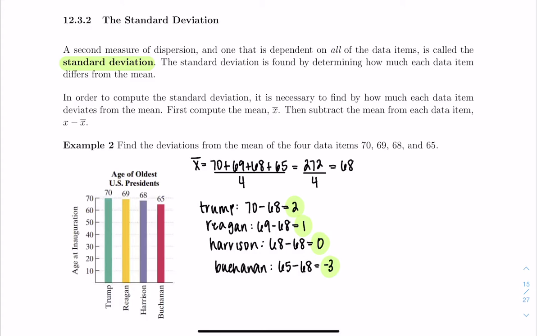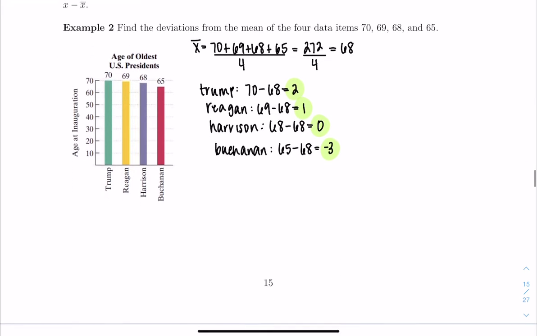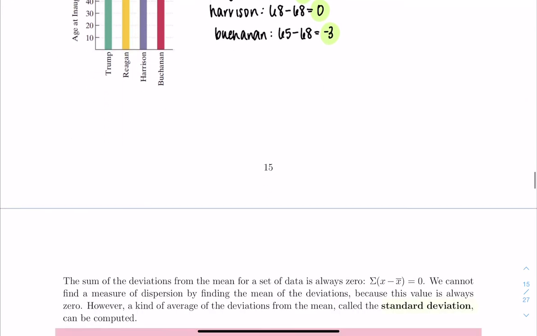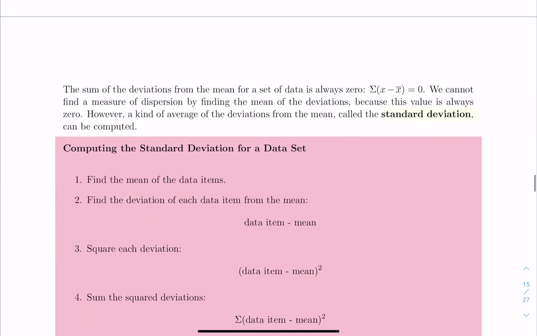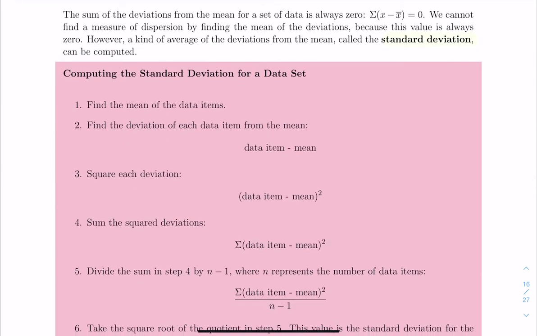The sum of the deviations from the mean for a set of data is always 0. You can check that in the last example: if we add up the 2 and the 1, we get 3, plus 0 is also 3, minus 3 is 0. So we cannot find a measure of dispersion by finding the mean of the deviations, because that value is always 0. So we have a different kind of average of the deviations from the mean, called the standard deviation.